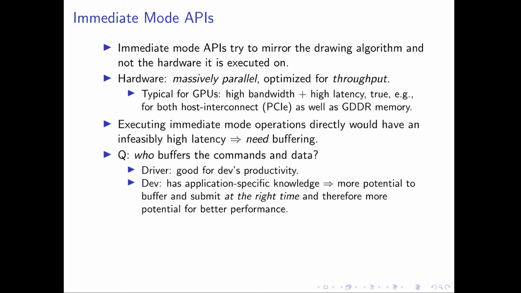So it is clear that at some point we need to buffer, and we on the one hand need to buffer commands, and we also need to buffer data. And the question now becomes: who actually does that?